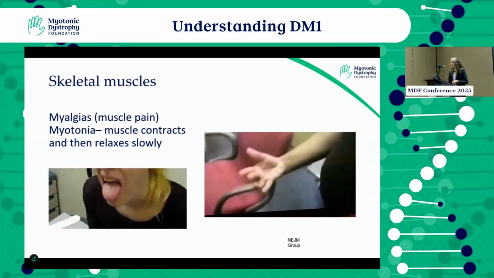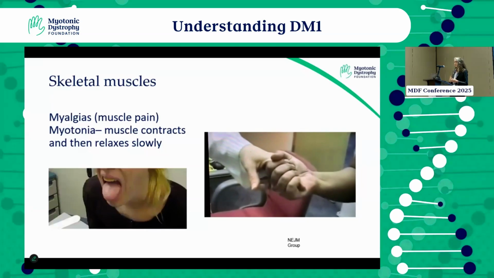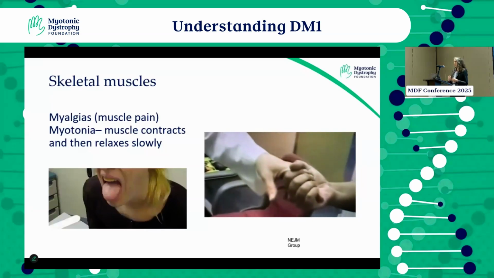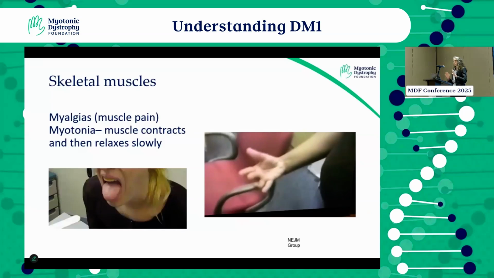So I'll play this video again. They're squeezing tightly and being asked to release as quickly as they can. And you can see the fingers are very slow to open back up to the neutral position. So the grip myotonia is one thing that we talk a lot about, but myotonia can happen in other muscles as well.